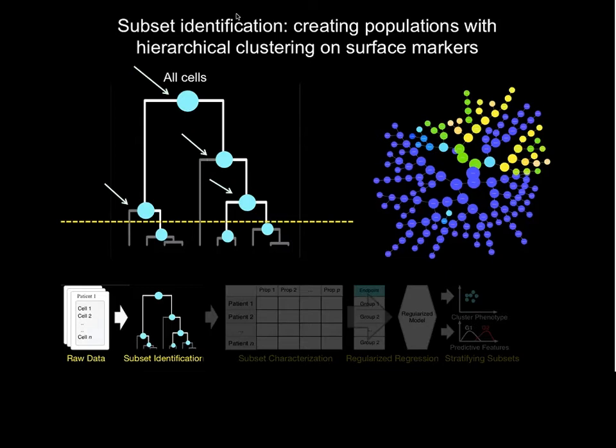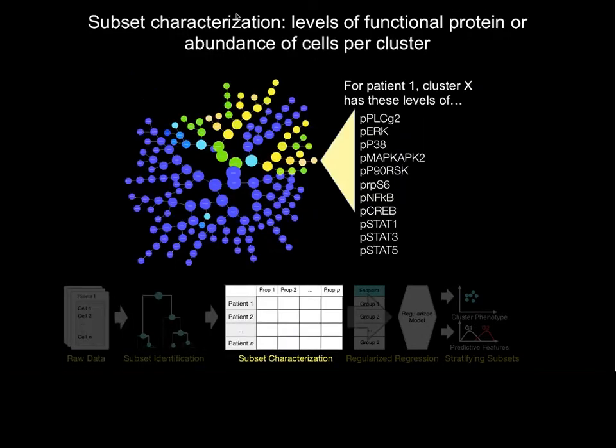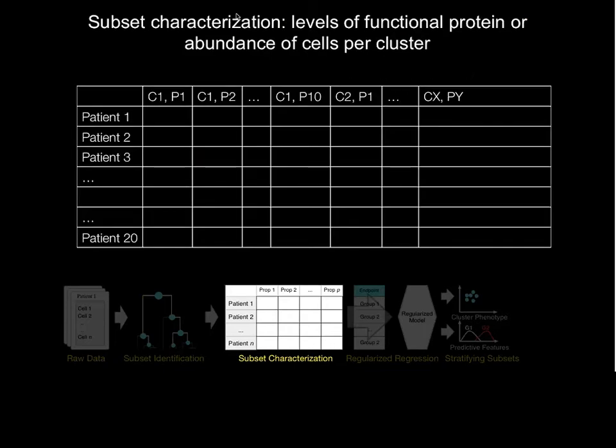So we have this set of populations, and then with that, we want to have an associated set of feature values for each patient. In this case, we did measure signaling responses, and so for each one of these clusters, we can have the levels of PLC gamma 2, ERK, P38, et cetera, for each one of our patients. So basically this ends up looking like this, where you have each of our patients in our study, and there'll be an associated level per cluster per protein, and those will make up the feature set that will then be used to build your model.